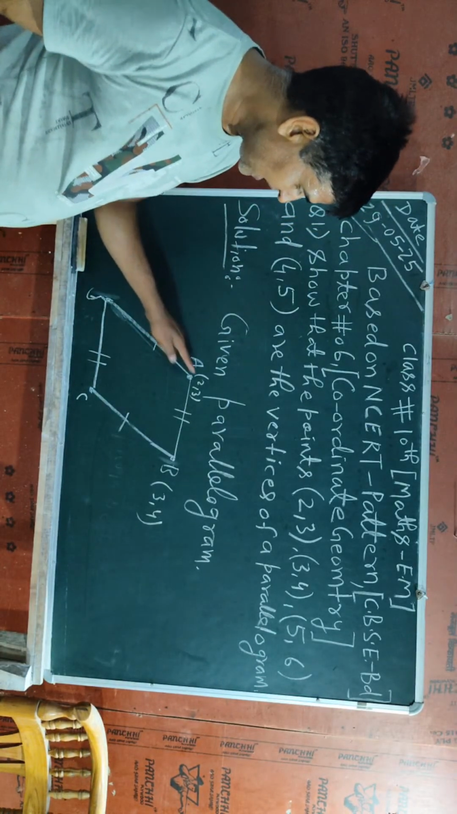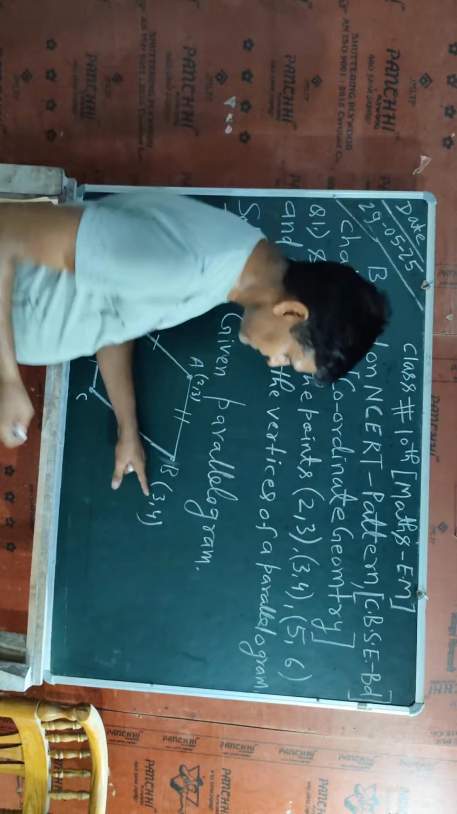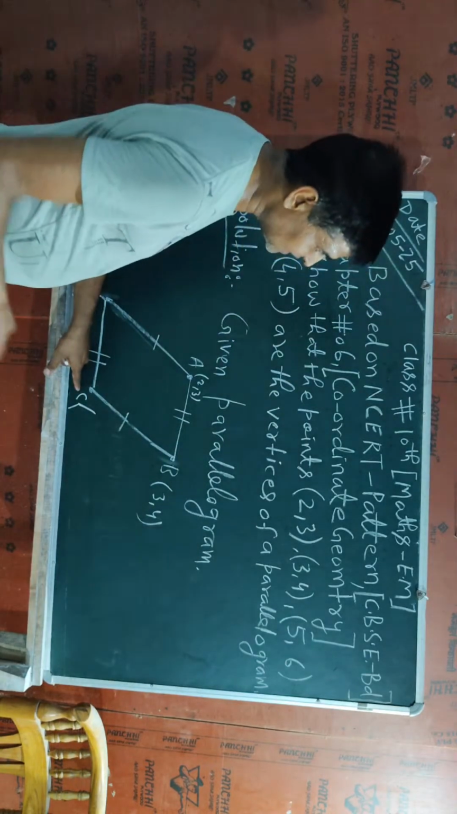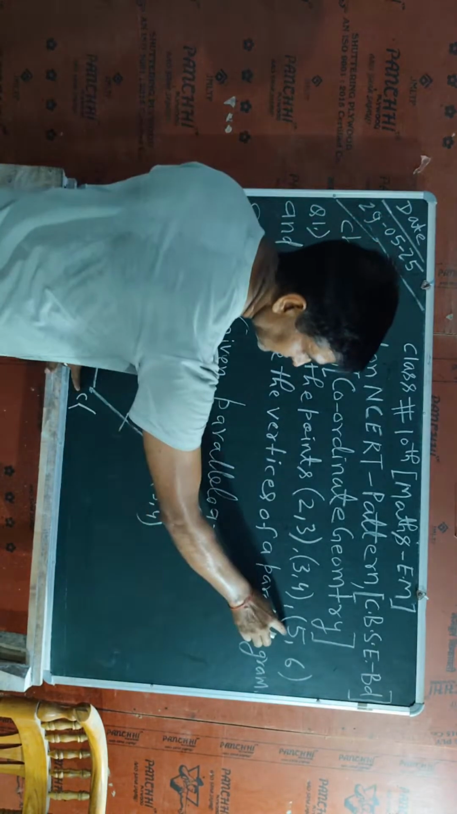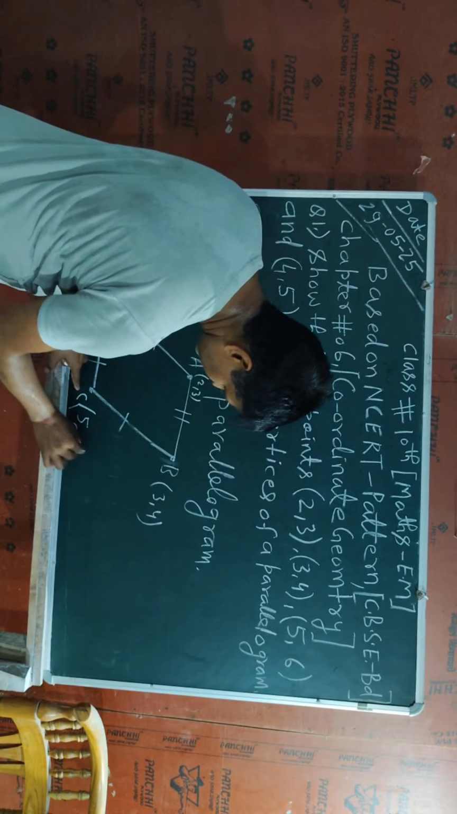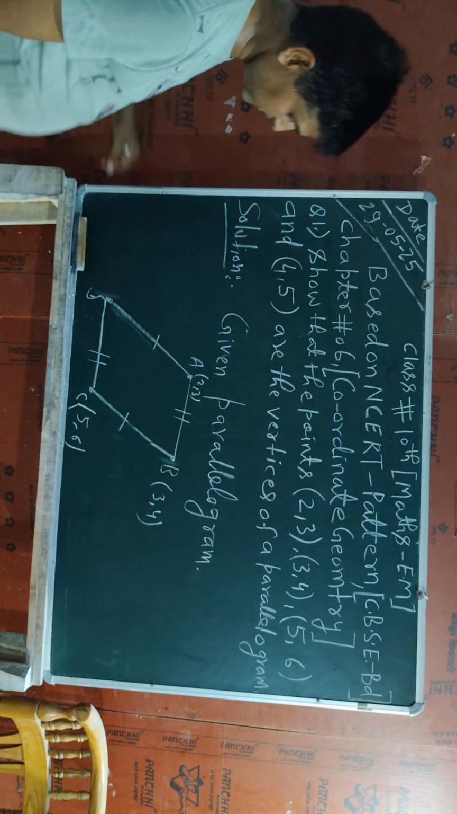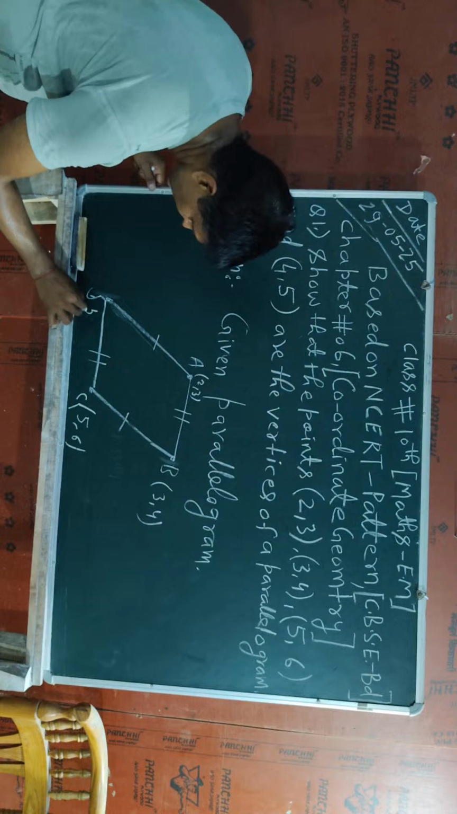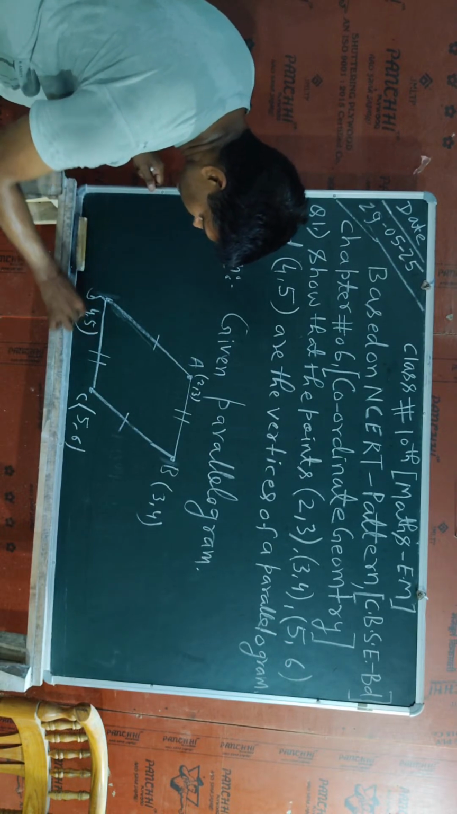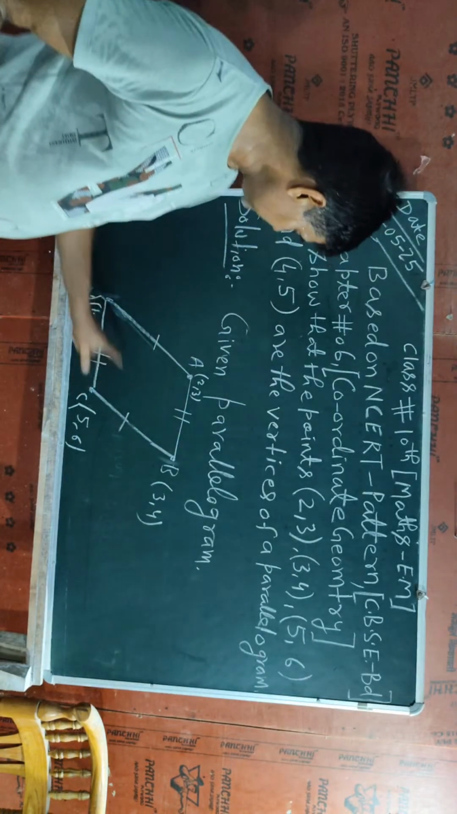So vertex A has coordinates 2, 3, and vertex B has coordinates 3, 4. Similarly, vertex C will be 5, 6. Here I will write 5, 6. And now the coordinate of D will be 4, 5. So here I will write 4, 5. So according to this way, I will say A, B, C, and D.